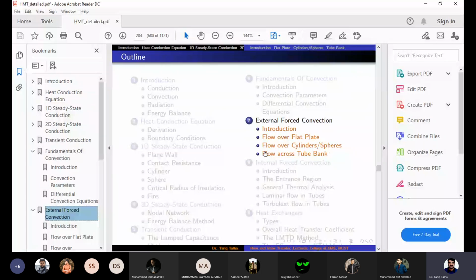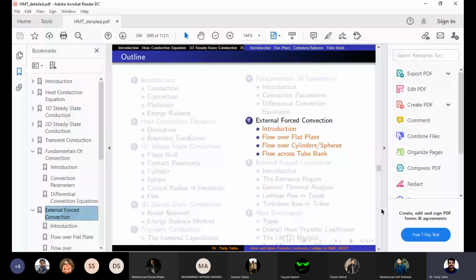And then we would discuss flow over a flat plate, that is, how we can determine the Nusselt number for flow over a flat plate, and flow over cylinders and spheres. Then one big practical application of external flow is flow over tube banks. In that we have multiple tubes arranged one after the other, and we get the heat transfer from that tube bank. So these are the four topics which we would be covering in this chapter. This is chapter number 7 of your textbook by Cengel.